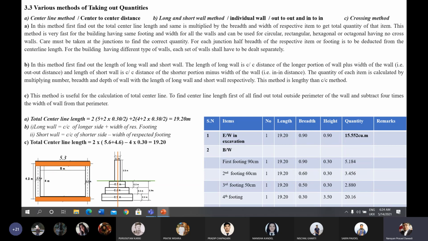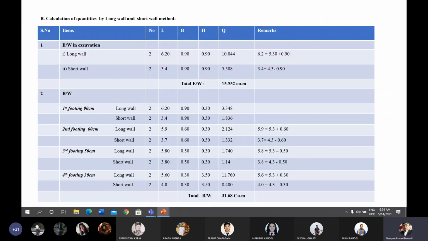But in case of long wall short wall method, we have to calculate the length of long wall. The center to center distance of the longer side is 5.3 meter. So we are going to excavate the width of the foundation wall. Width of the foundation is 0.90 meter. Hence, for the length of the long wall, we have to add the value of 0.90 with the total center line length of the longer side.